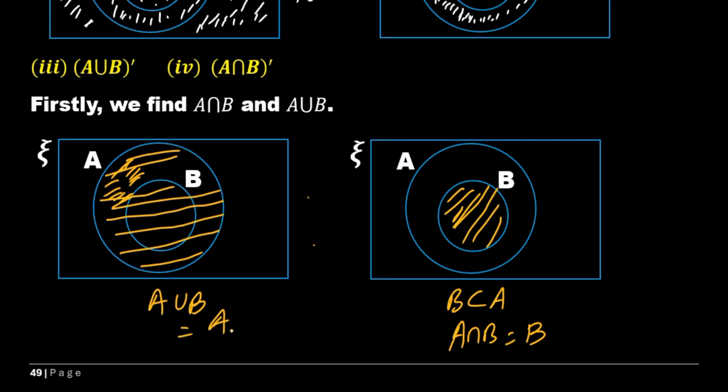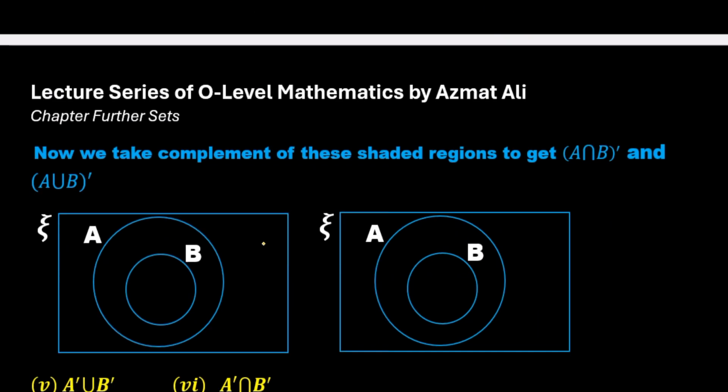Now when you take its complement, it is the area outside the set A. That is actually the non-shaded area. In case of complement, we will always shade the non-shaded area. The non-shaded area is this here. This represents A union B complement.